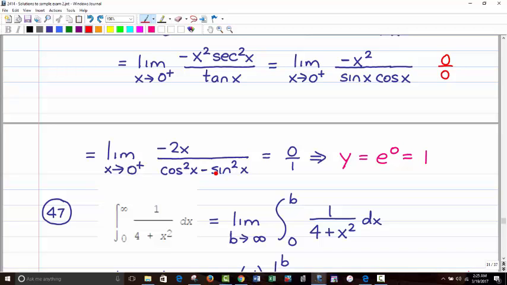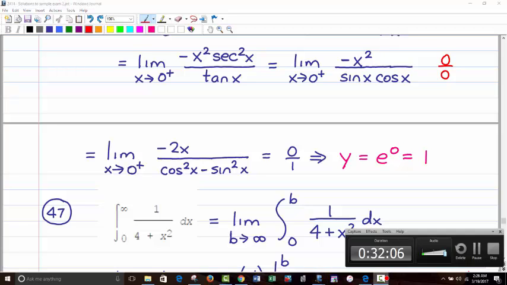So now when I put 0 in there, I'll get 0 on top, as long as I don't have 0 on bottom, which I don't. I have 1 squared minus 0 squared, so I have 0 over 1. But 0 is not the answer. E to the 0 is the answer. So the actual answer would be e to the 0, which equals 1. So that concludes the L'Hopital's rule portion of the review problems.